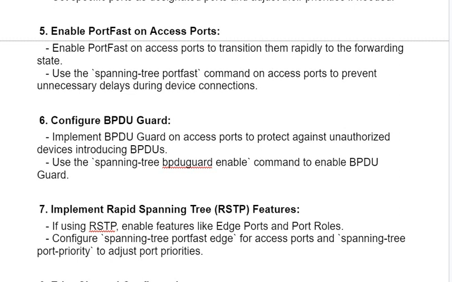Our seventh solution is implement Rapid Spanning Tree (RSTP) features. If using RSTP, enable features like edge port and port roles. Configure spanning-tree portfast edge for access ports and spanning-tree port-priority to adjust port priorities.